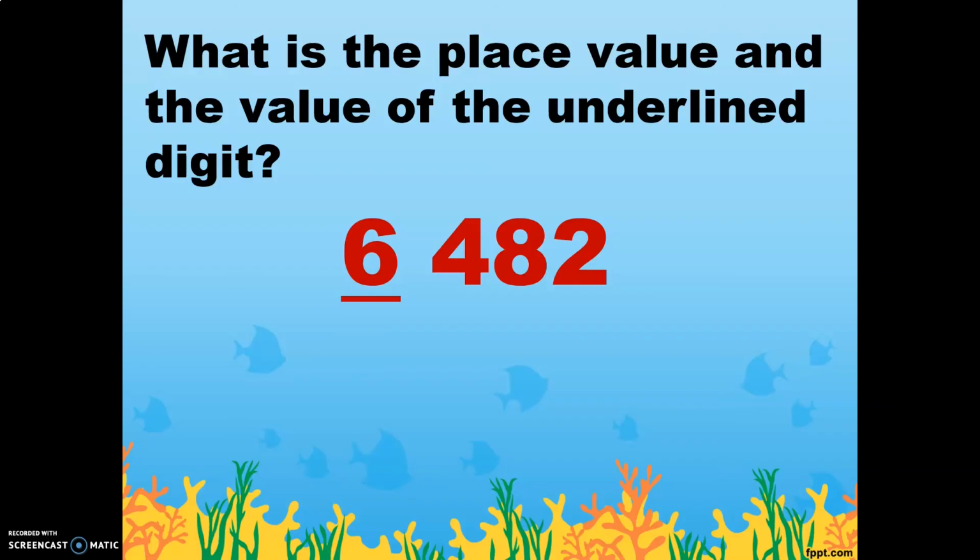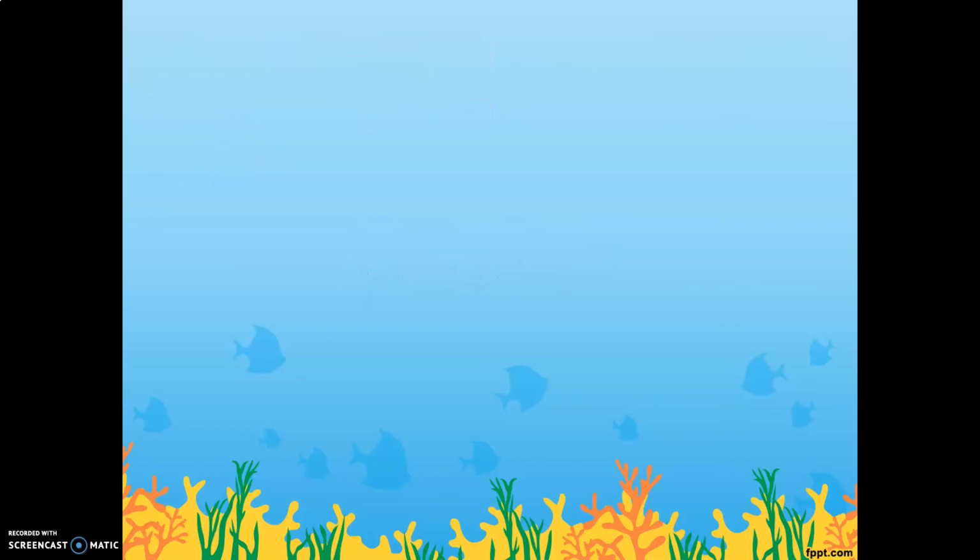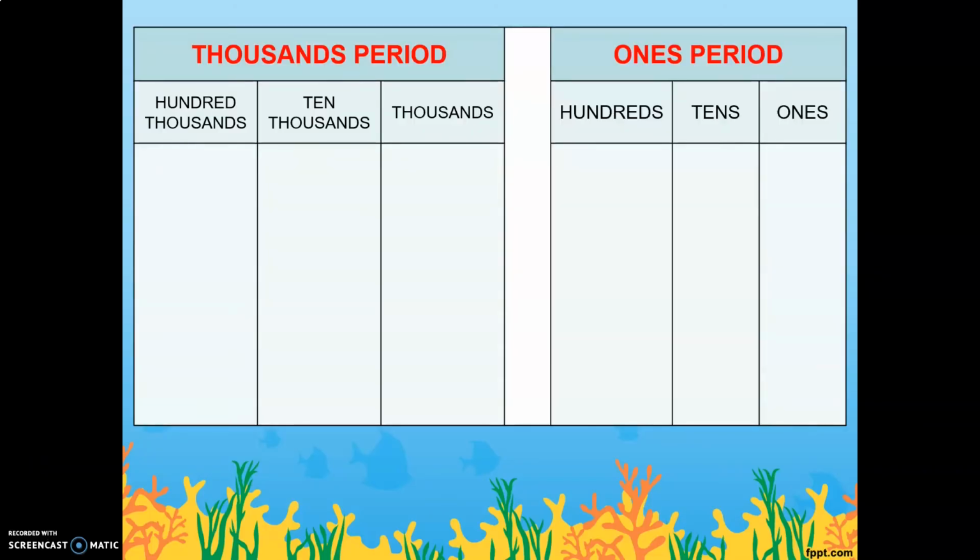Let's have more examples. What is the place value and the value of the underlined digit? 6,482. To know the place value of the underlined digit, let us use the place value chart. Remember, in a place value chart, we start from right to left. So we put 2 in the ones place, 8 in the tens place, 4 in the hundreds place, and 6 in the thousands place. The underlined digit in 6,482 is 6 and it is in the thousands place.